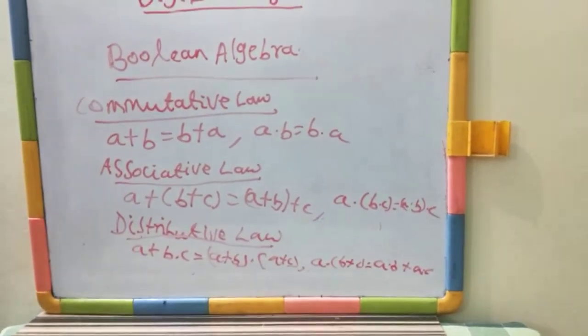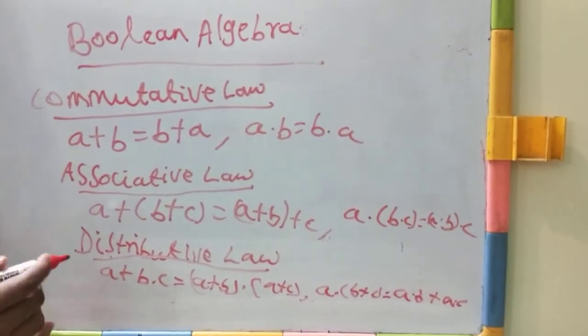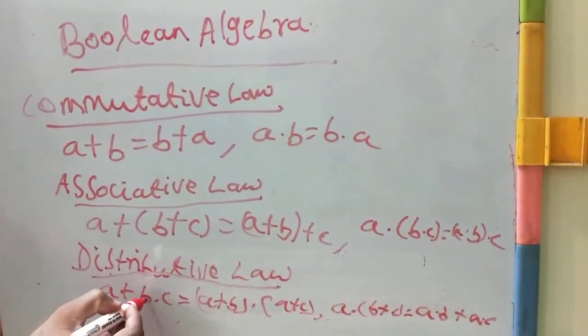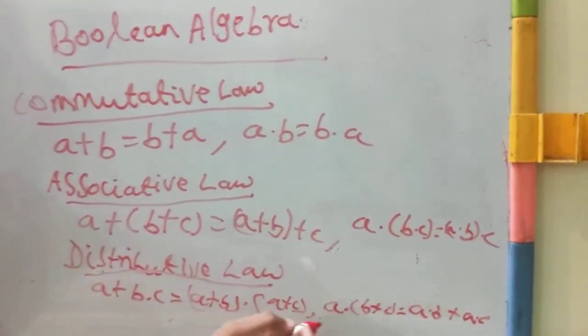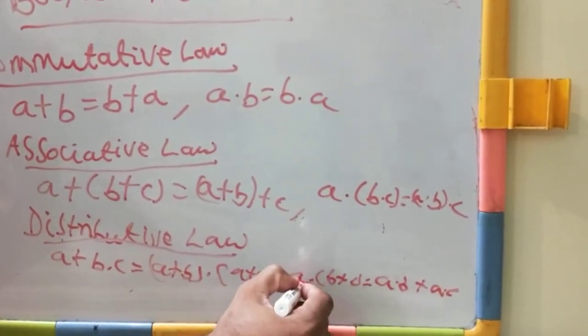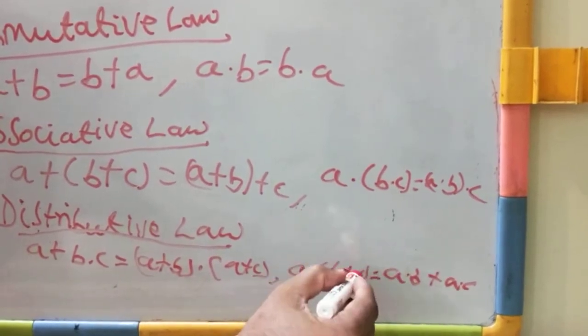And the distributive law involves two different operations, that is AND and OR. So A + B · C can be written as (A + B) · (A + C). The other form is A · (B + C), that can be written as A · B + A · C.